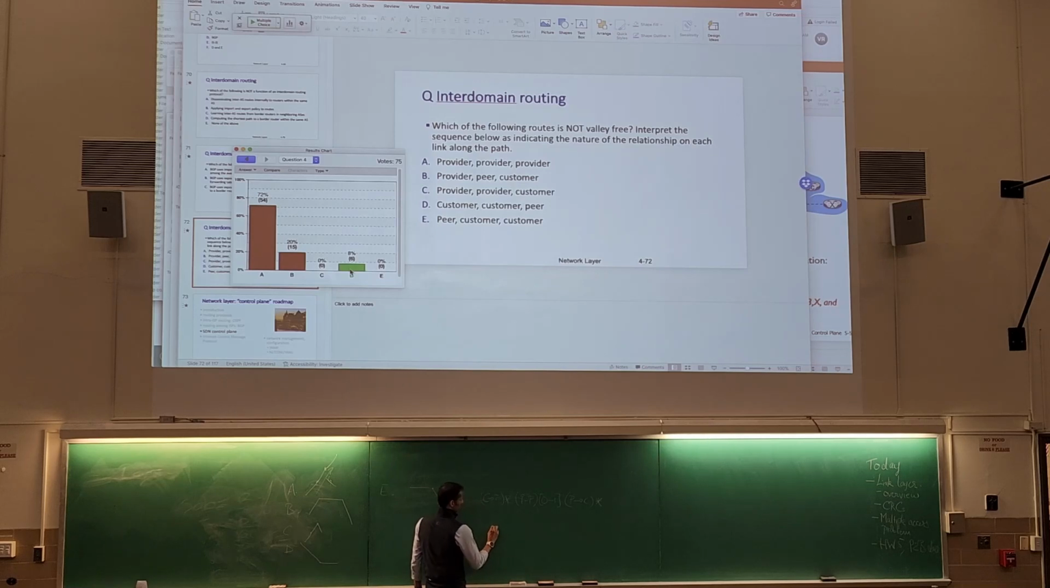Here's another example of a route. What about this? Is this valley free? 0 or 1, right? There's nothing of this kind, nothing of that kind. But there can be at most 1, but there's 2 horizontally. So why is this not allowed in the real world? Like, what's the economics of it? Money, where's the money? What's the money saying?